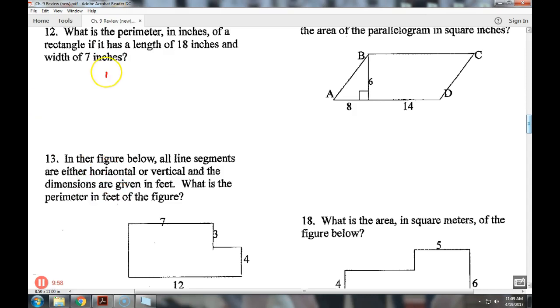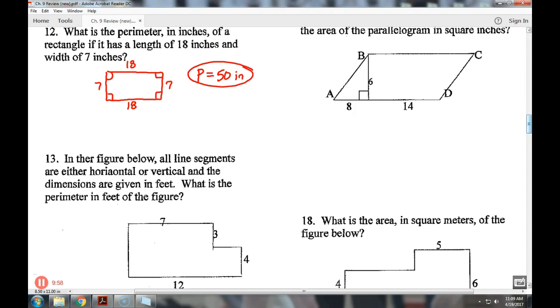Let's draw the rectangle first. Draw a rectangle. Length of 18, width of 7. Well, on a rectangle, I know that opposite sides are equal. So perimeters, just add those guys up. That'd be 25 and 25. Perimeter would be 50 inches. Add up all four sides.